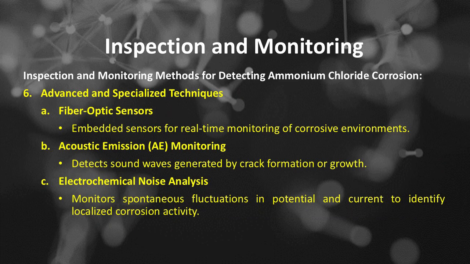Inspection and monitoring methods for detecting ammonium chloride corrosion. Number 6 is advanced and specialized techniques, which include: Number A, fiber optic sensors, embedded sensors for real-time monitoring of corrosive environments. Number B, acoustic emission, or AE, monitoring. It detects sound waves generated by crack formation or growth. Number C, electrochemical noise analysis. It monitors spontaneous fluctuations in potential and current to identify localized corrosion activity.